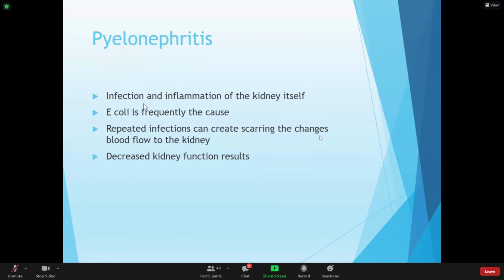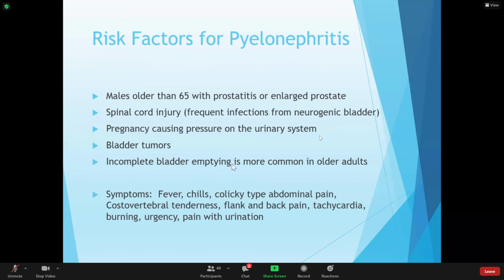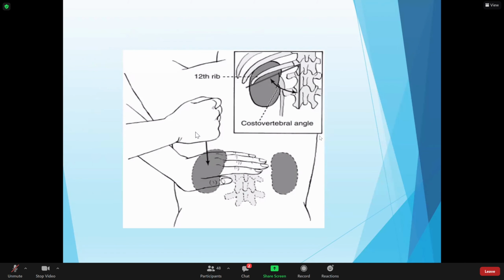Here's pyelonephritis. What happens? Inflammation and infection. Remember, there's that itis word again. So what do we expect to be high? Their white blood cell count. E. coli is usually the cause for this. Not always, but frequently is the cause. And then again, your kidney function is affected by this. Your kidney function is not always necessarily affected with the UTI. It's in the urinary tract itself, but this is within the kidneys themselves. Here's our risk factors for pyelonephritis, and we talked about this yesterday.